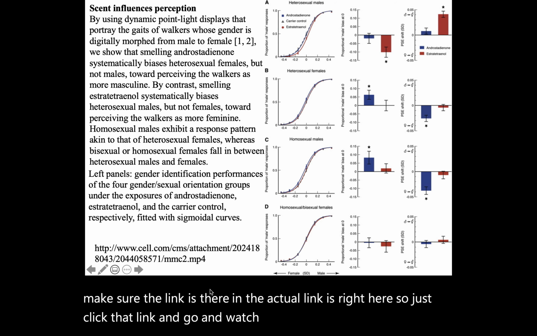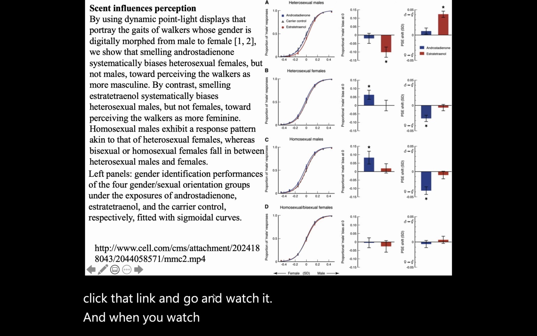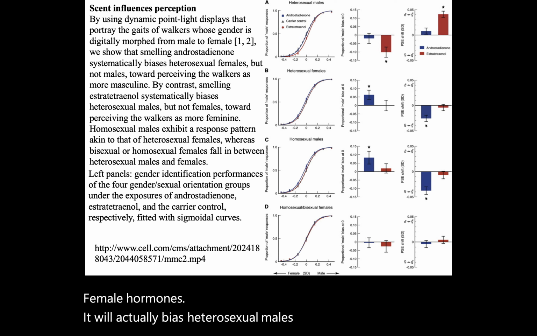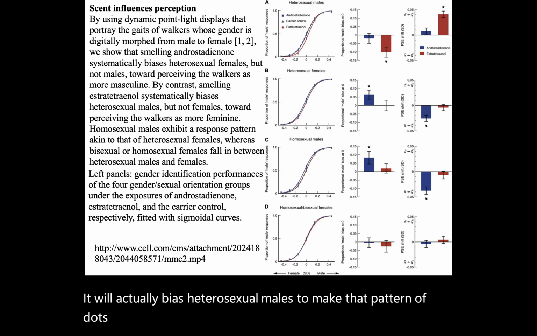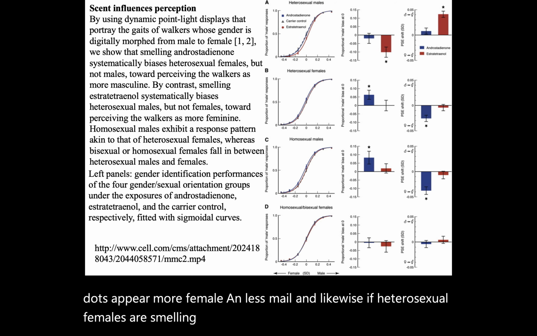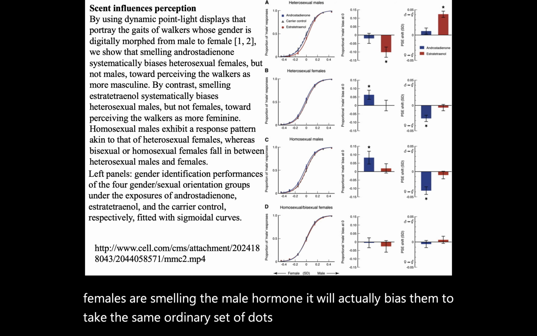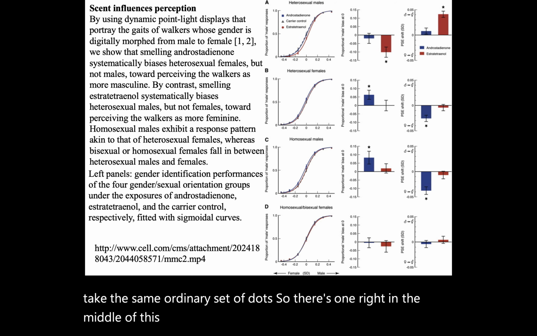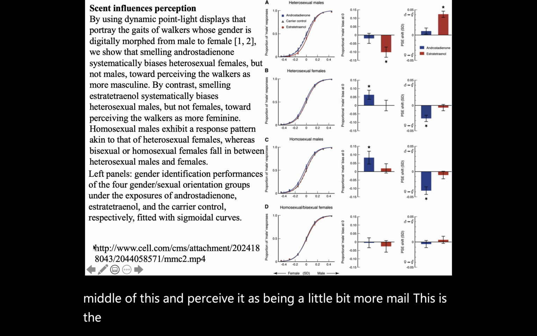And when you watch this, if you are smelling female hormones, it will actually bias heterosexual males to make that pattern of dots appear more female and less male. And likewise, if heterosexual females are smelling the male hormone, it will actually bias them to take the same ordinary set of dots, there's one right in the middle of this, and perceive it as being a little bit more male. This is the olfactory equivalent of beer goggles, I guess.